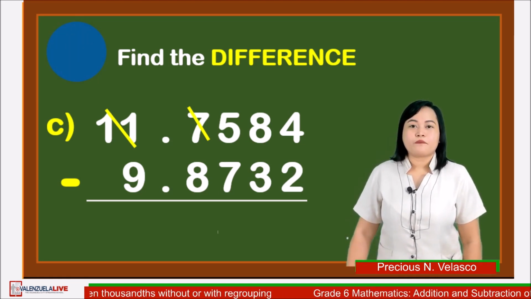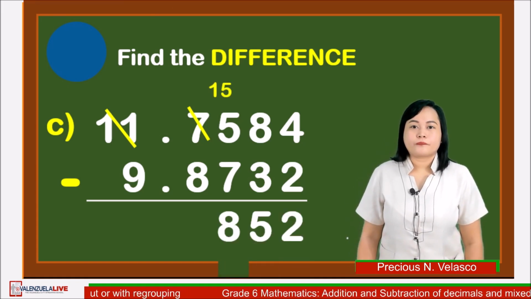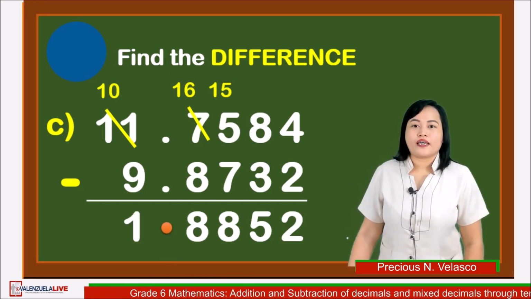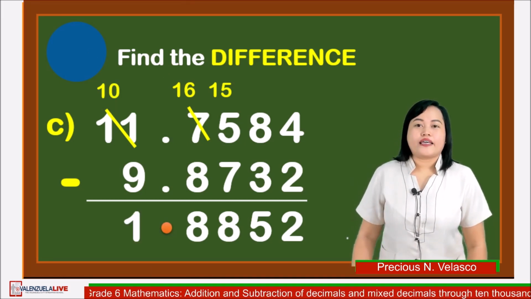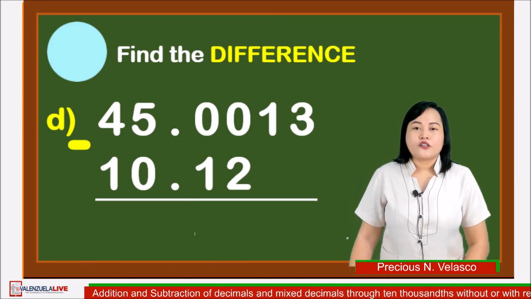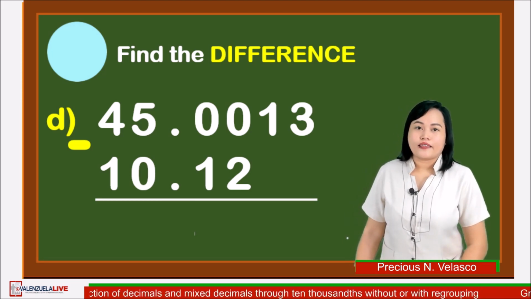Okay, time's up. So the correct answer for letter C is... Okay, so you get it right. Next, for the fourth one, letter D. You are going to find also the difference and your 10 seconds starts now.